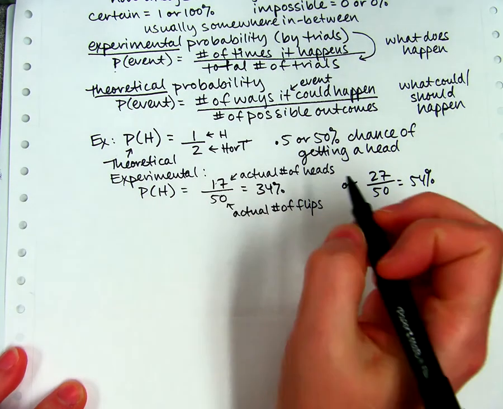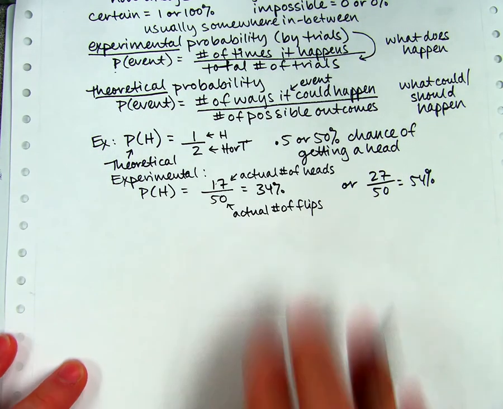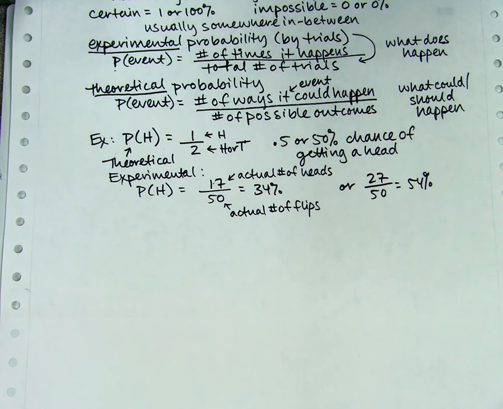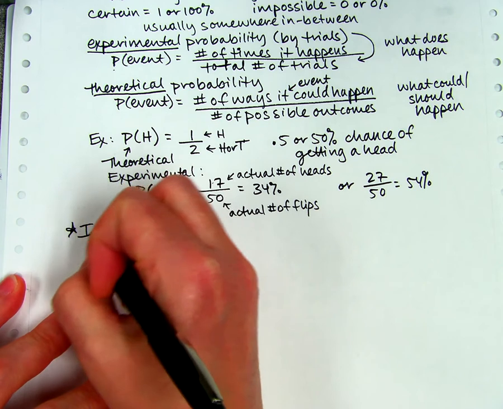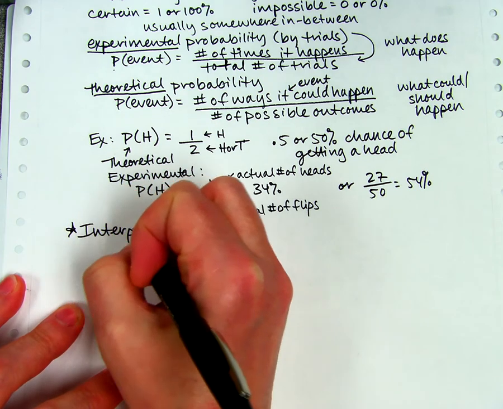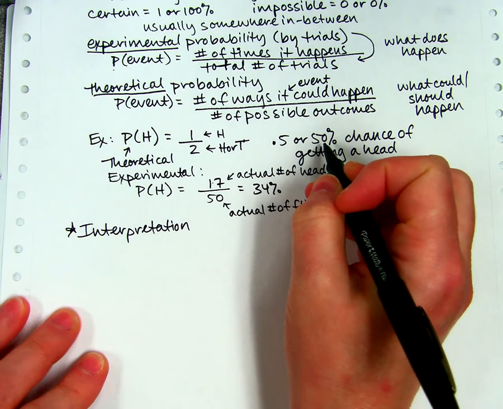So one of the most important things, I would say probably everything I've done so far is stuff you've heard before. I'm kind of making an assumption there, but there are things that are covered in other classes. Then we get into the stuff that's specific to AP statistics. And one of the big things you'll be asked to do in your homework is interpret. What does that 50% actually mean?